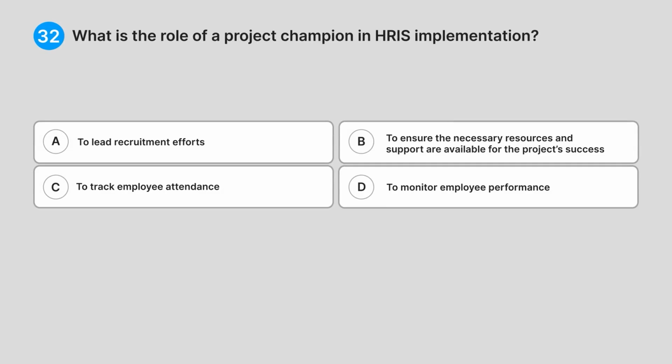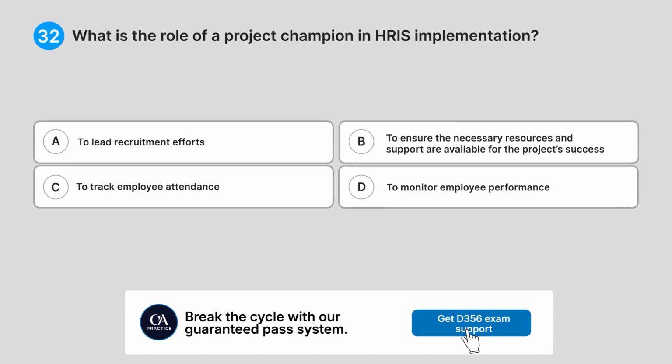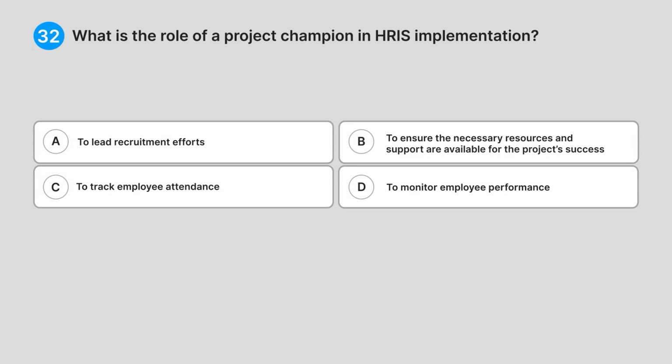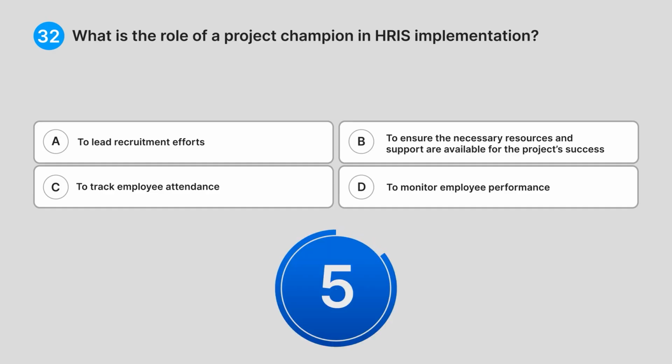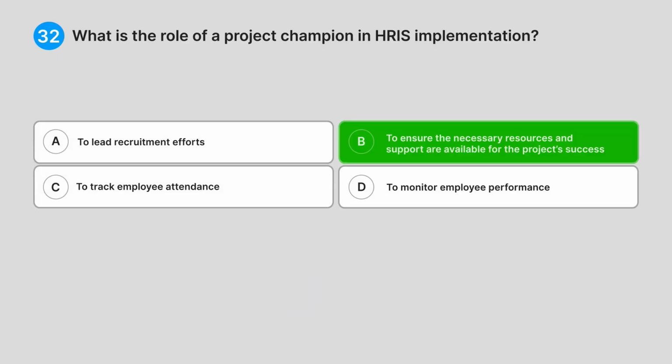32. What is the role of a project champion in HRS implementation? A. To lead recruitment efforts. B. To ensure the necessary resources and support are available for the project's success. C. To track employee attendance. D. To monitor employee performance. Can you guess the answer? Correct answer, B. To ensure the necessary resources and support are available for the project's success.